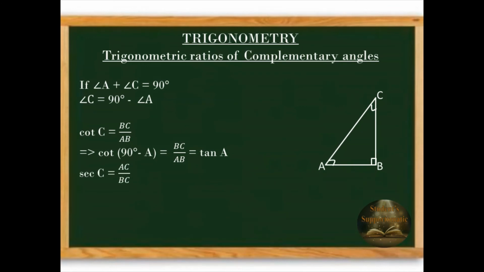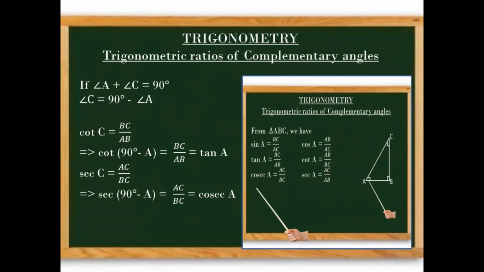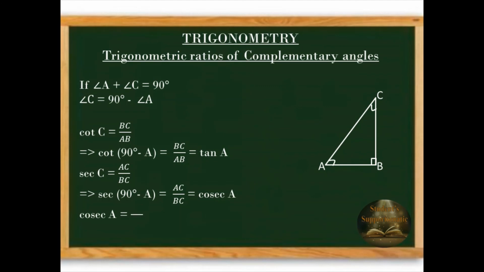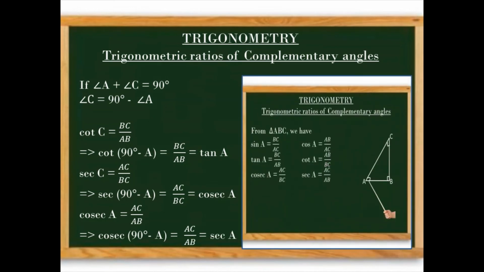Now, next, secant C. Secant C is equal to AC by BC. So secant(90° − A) becomes AC by BC. What is AC by BC? Cosecant A. So secant(90° − A) becomes cosecant A. Now cosecant A is equal to AC by AB, hypotenuse by opposite. That implies cosecant(90° − A) is equal to AC by AB. AC by AB is secant A.